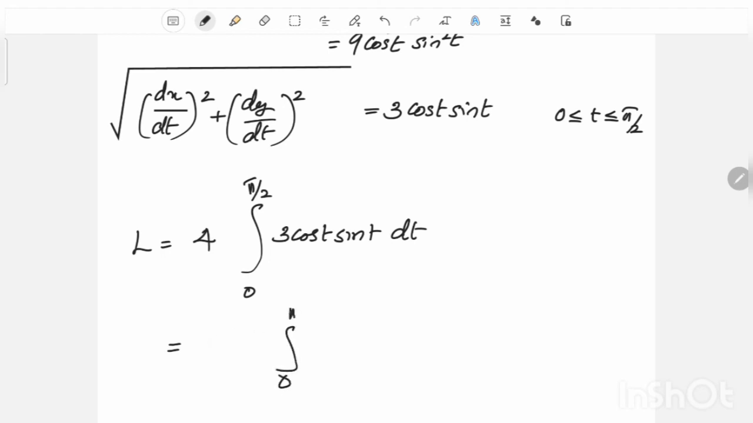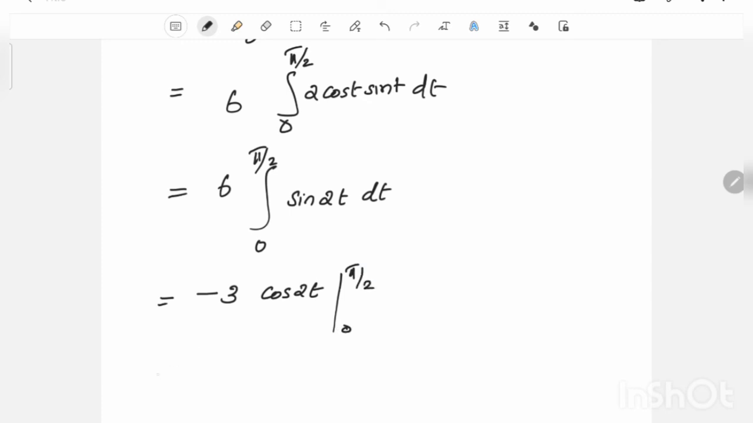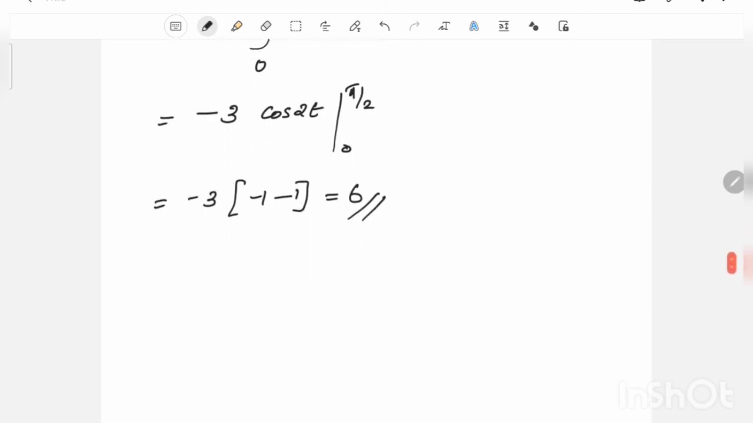the integral from 0 to pi by 2 of 6 times 2 cos t sin t dt... This is equal to 6 into, 2 cos t sin t is sin 2t, therefore the integral from 0 to pi by 2 of sin 2t dt, and the integral of sin 2t is minus cos 2t by 2, therefore minus 3 cos 2t from 0 to pi by 2, and that is equal to minus 3 times (cos pi, that is minus 1, minus cos 0, that is 1), which is equal to 6. So here the length of the asteroid is 6.